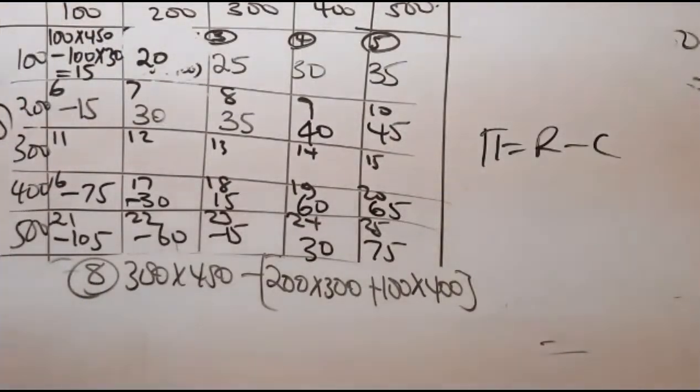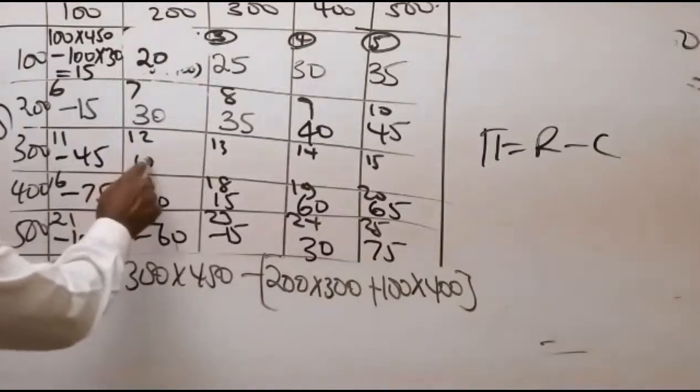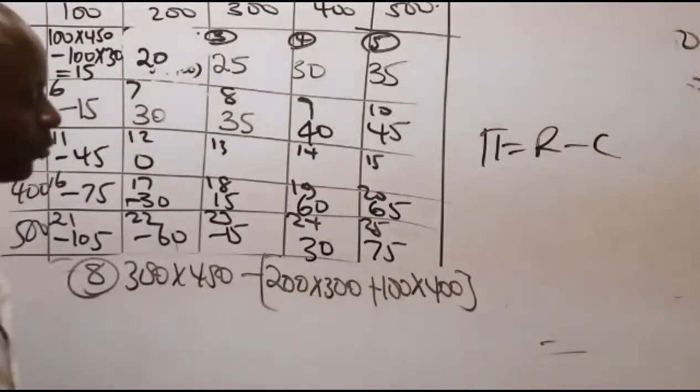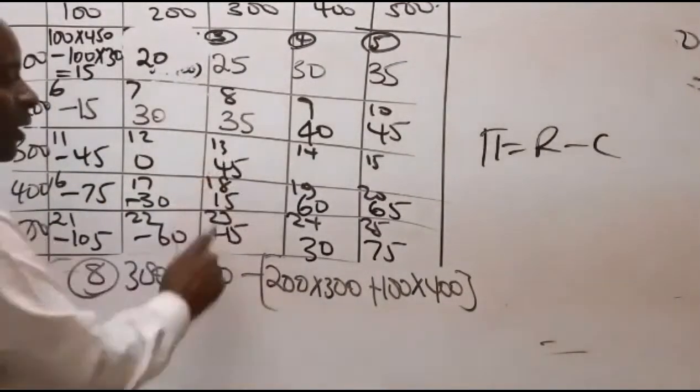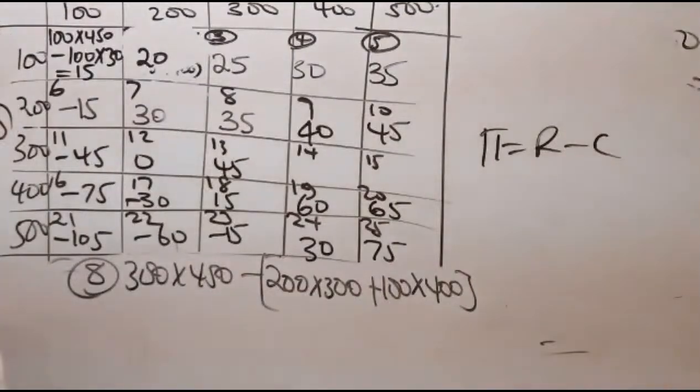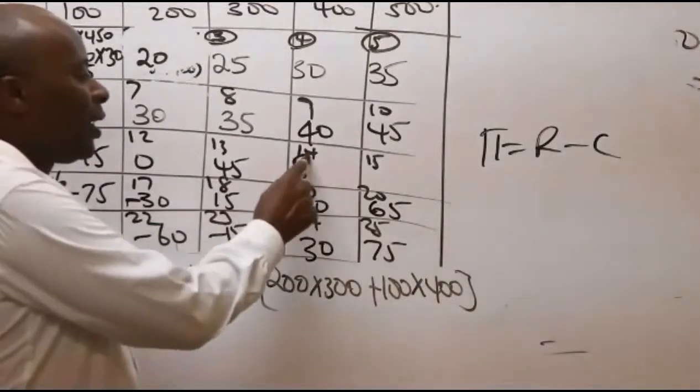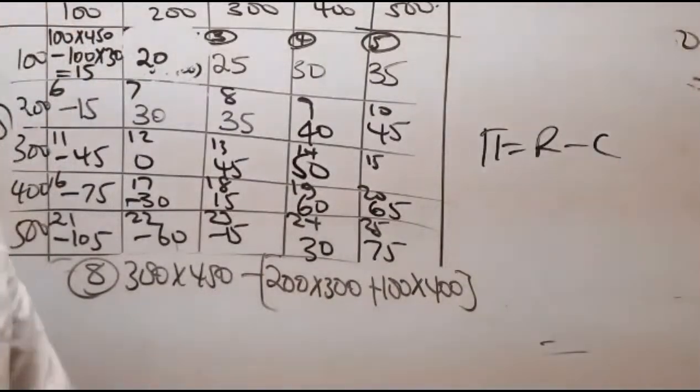So cell 11 is negative 45. Cell 12, I'm being told, is 0. Cell 13, I'm being told, is positive 45. Right, thank you very much. How about cell 14, 15? Are they 50 and 55? 14 is 50. Lastly, 15 should be 55.